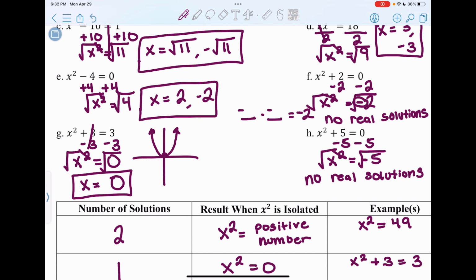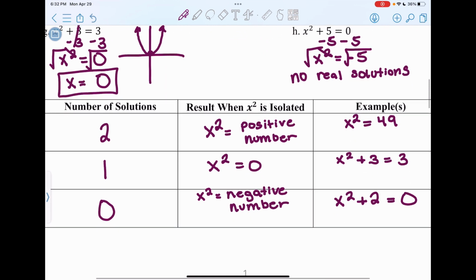And so if you notice, there are times when I have two x-intercepts, there are times when I have just one x-intercept, and there are times when I have no x-intercepts. And here are the examples.